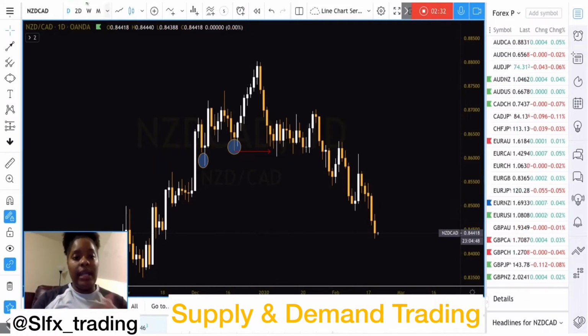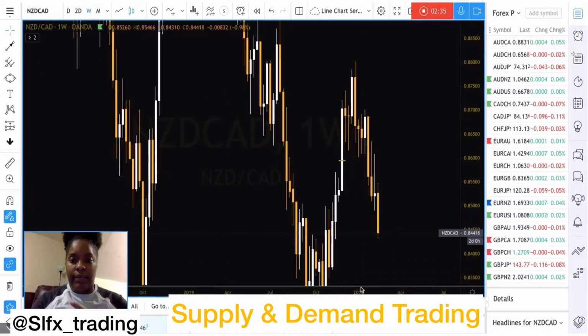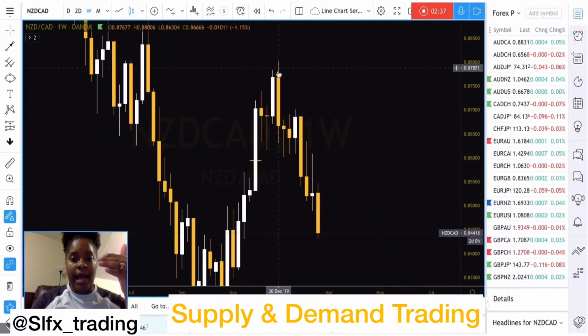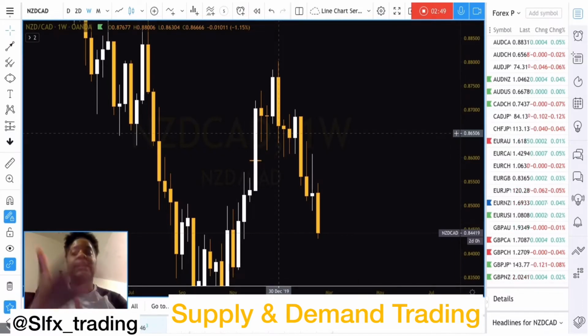So on the weekly time frame, let's go back to that weekly time frame, right? On the weekly time frame, I got a bearish engulfing candle. That one bearish engulfing candle just already let me know about my supply and demand. It means that right now we're in a phase of supply, okay? Which means sellers are coming back into the market to push price down.